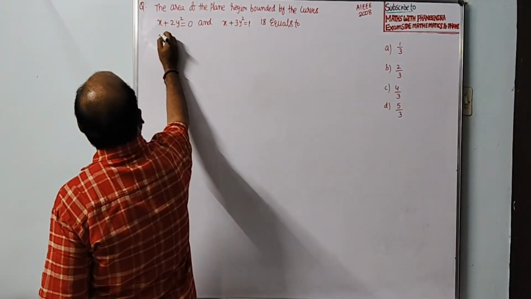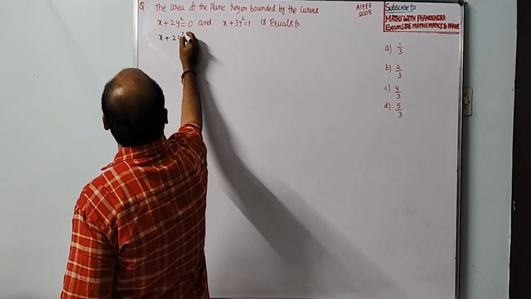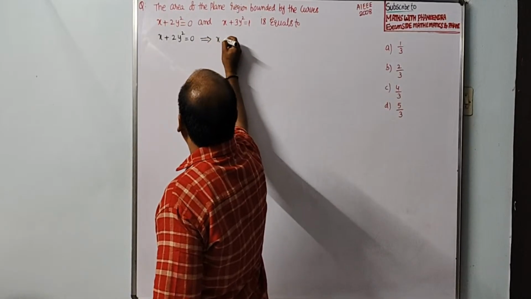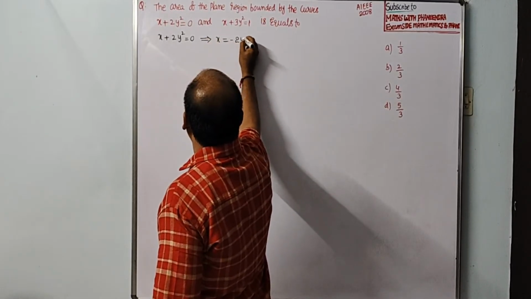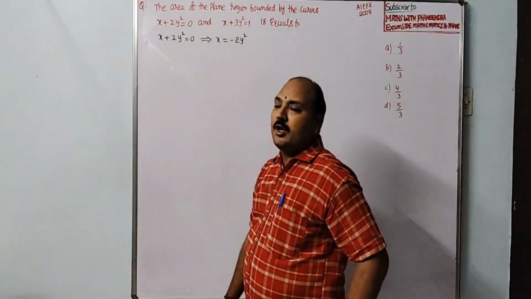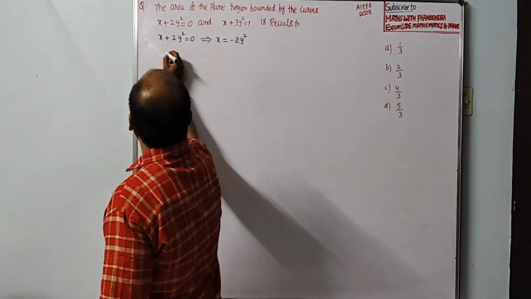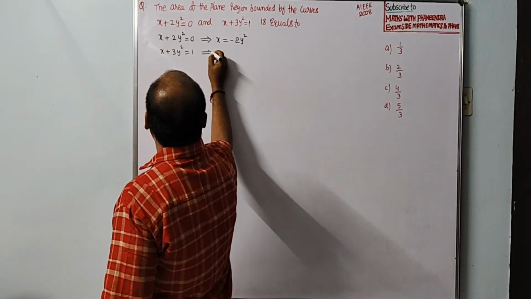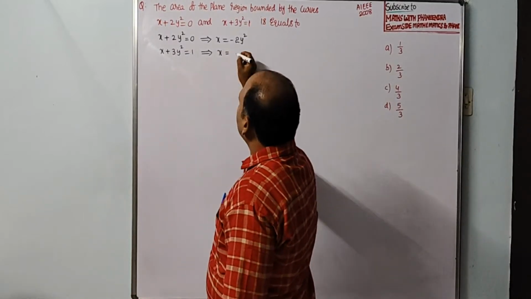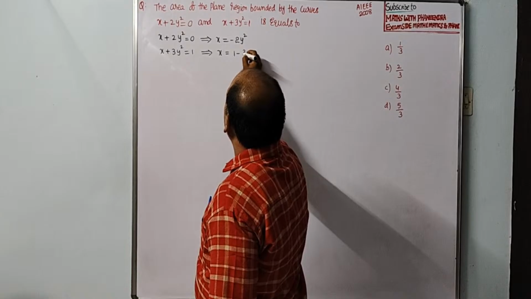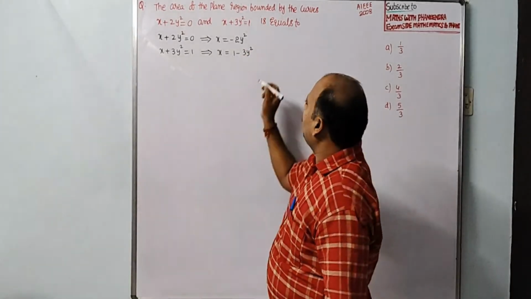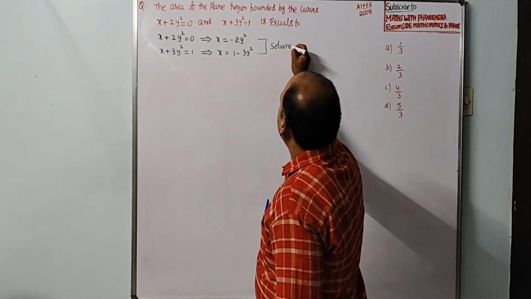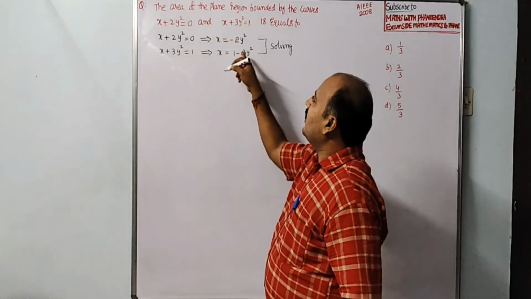From the first curve, x plus 2y square equal to 0, that implies x is equal to minus 2y square. Next, from the second curve, x plus 3y square equal to 1, that implies x equal to 1 minus 3y square. So, solving these two equations, both x are equal, so we can equate these two here.